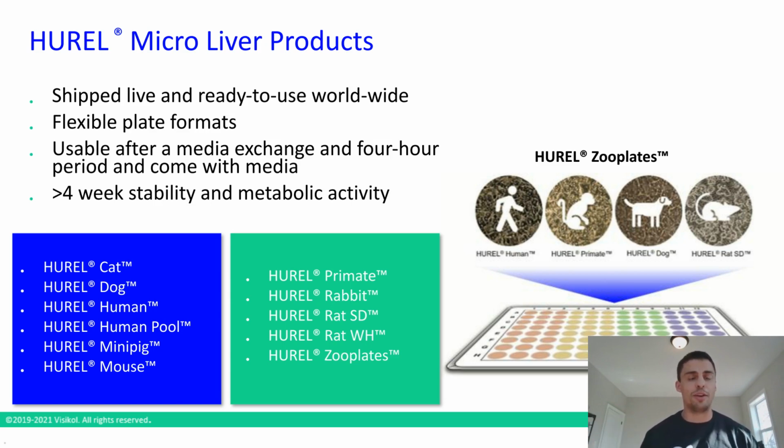But again, the strong thing here is for any of these species that we're working with the unique Hirel cell culture approach, we're able to get over 4 weeks stability and metabolic activity, which again, we just don't see in traditional suspension or traditional 2D cell culture, which allows us to look at low clearance compounds in a really substantial way compared to other models that are out there.